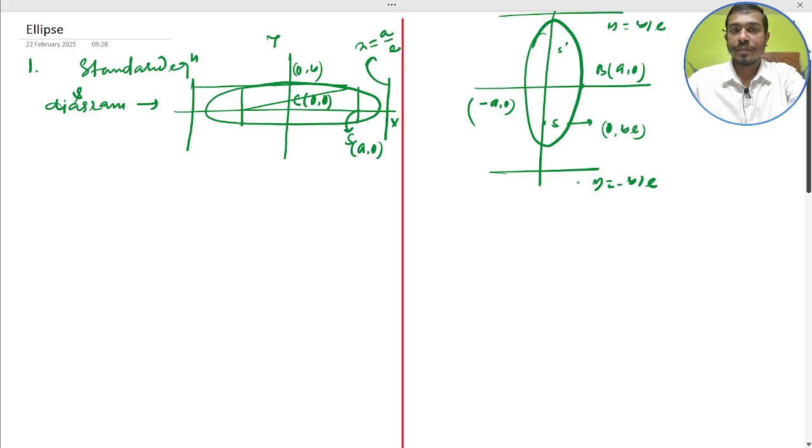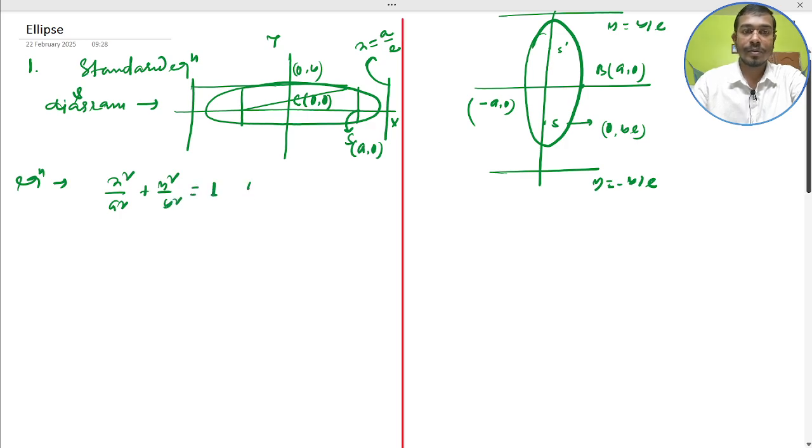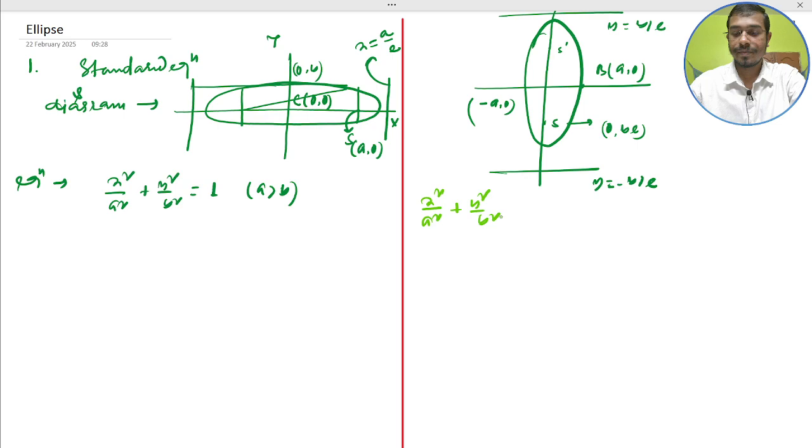So I just now write the ellipse equation. Here the equation is x squared by a squared plus y squared by b squared is equal to 1. The condition is a greater than b. And here this would become x squared by a squared plus y squared by b squared equal to 1, but a less than b.